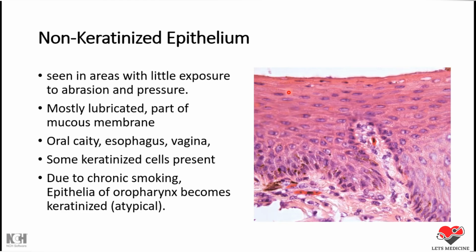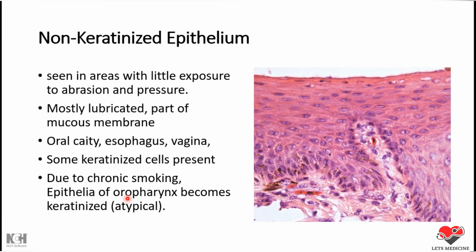Because of the absence of keratin, or you can say the little amount of keratin present in non-keratinized epithelium, this type of epithelium is fragile, and that's why it's mostly located in those areas of the body which have little exposure to external pressure or external wear and tear, which have nothing to do with environmental stress.